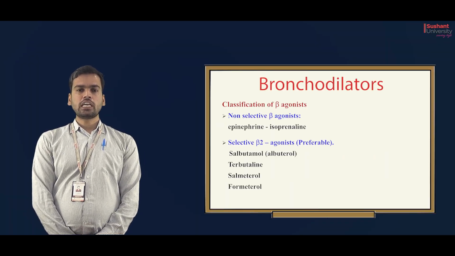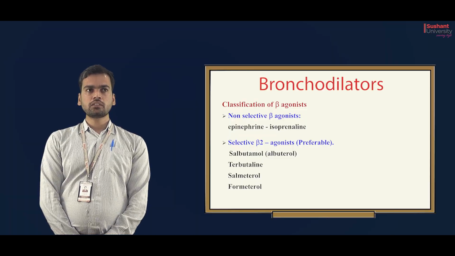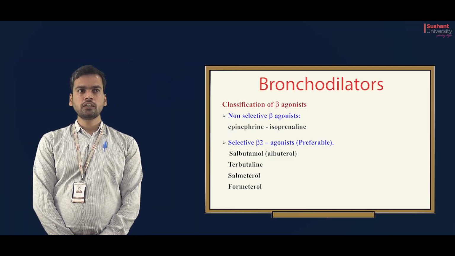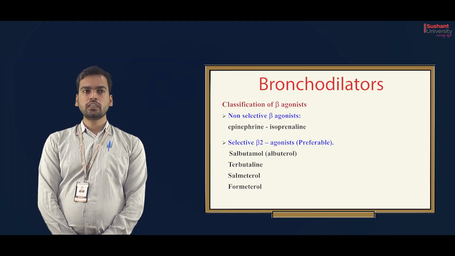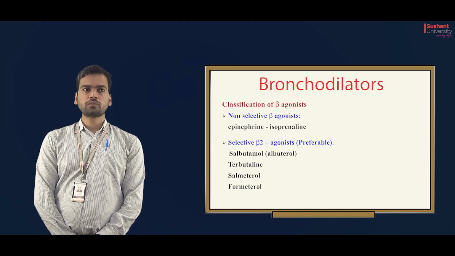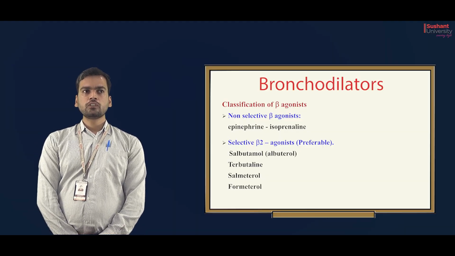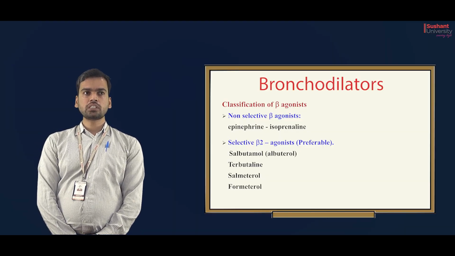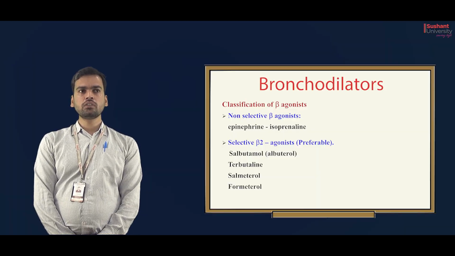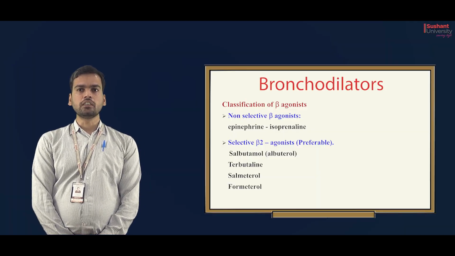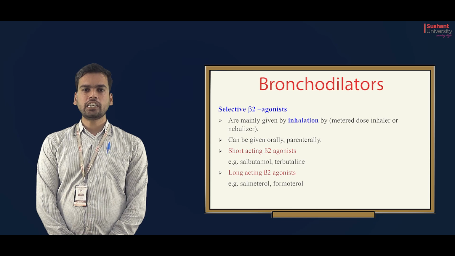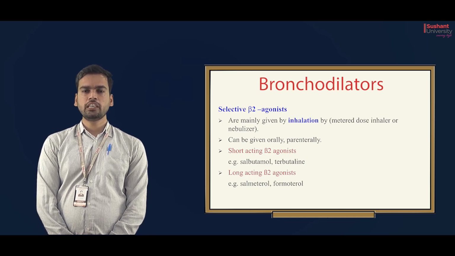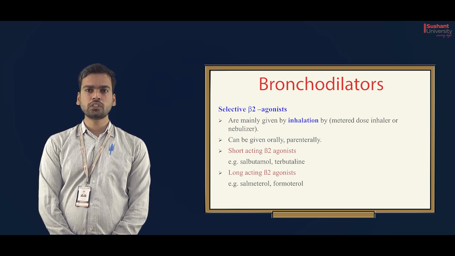Now, when we classify these types of bronchodilators, they are divided into two basic categories. The first one is non-selective beta agonists, and the second one is selective beta-2 agonists. We basically prefer the selective beta-2 agonists as compared to non-selective beta agonists. When we are talking about the selective beta-2 agonists, they are mainly given by the inhalation route. They are given by metered dose containers.